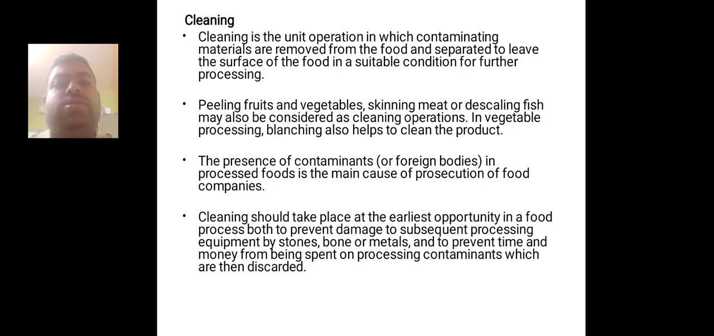In vegetable processing, blanching also helps to clean the product. The presence of contaminants or foreign bodies in processed foods is the main cause of prosecution of food companies. Cleaning should take place at the earliest opportunity in a food process to prevent damage to subsequent processing equipment by stones, bone, or metals, and to prevent time and money from being spent on processing contaminants which are then discarded.